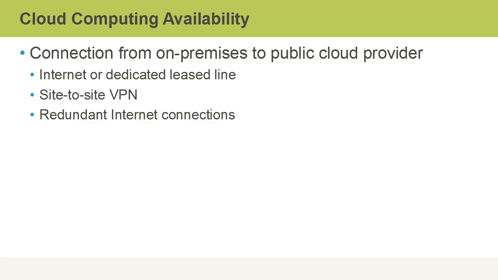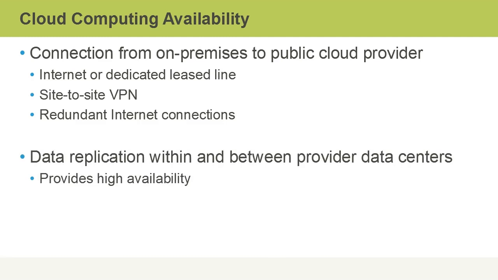We could also have a site to site VPN, essentially a VPN tunnel between our network and the public cloud provider. Certainly, we should have redundant internet connections. For instance, if we're using the internet, in case one connection goes down, we still need to be able to make a connection to our IT services running in the cloud in some other way.